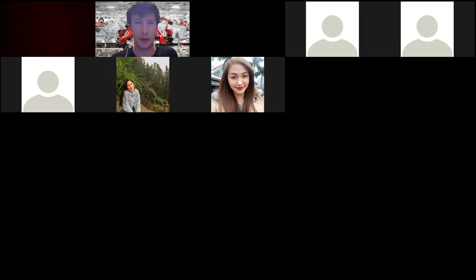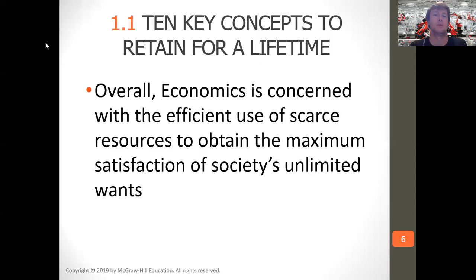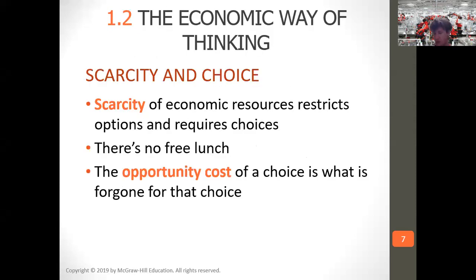Okay, so I'll bring it back. Economics is concerned with the efficient use of scarce resources to obtain maximum wants. Because there are unlimited wants in society, people want unlimited things, but they only have limited resources. So you need to figure out what you want most because you can't get everything. It's all about decision making. You have to decide what's most important to you.